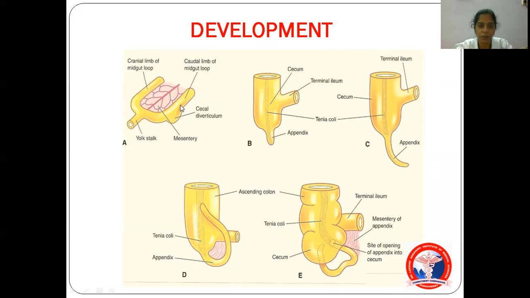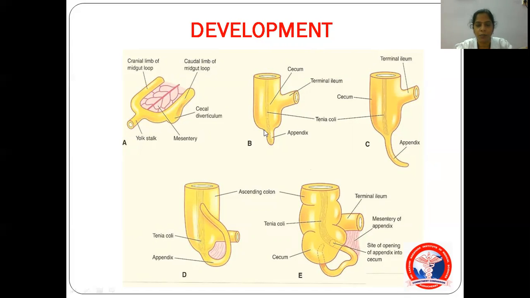So when you see from the caudal part, a diverticulum is extending. That diverticulum is named the cecal diverticulum. From the cecal diverticulum, a conical extension will be arising. That part is called the appendix. So this appendix and cecum arise from the caudal limb of the midgut loop.